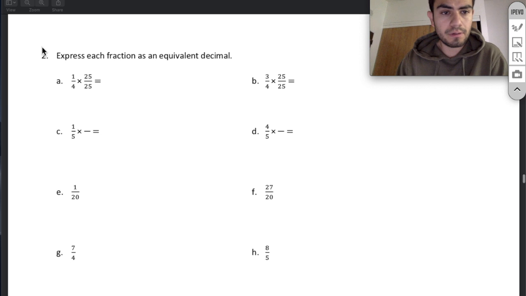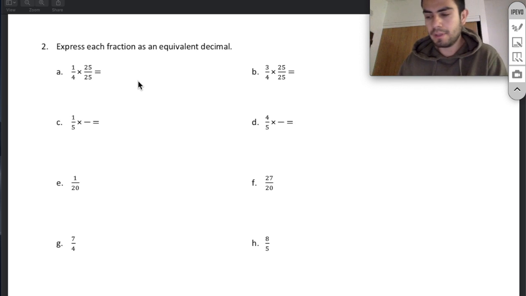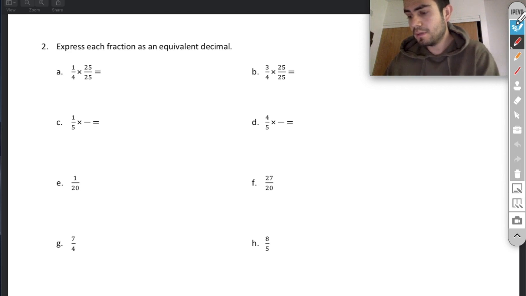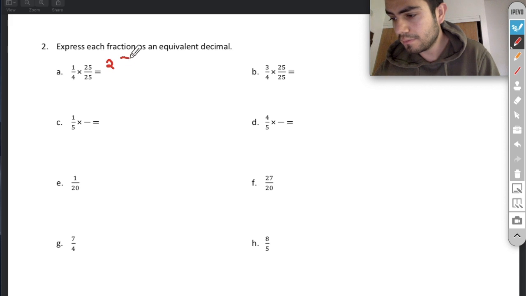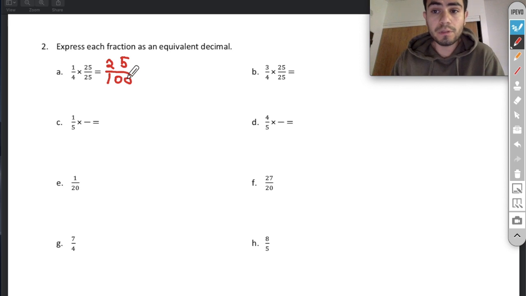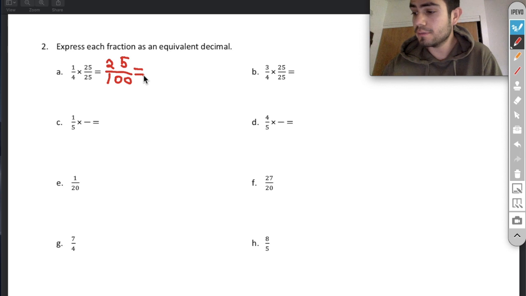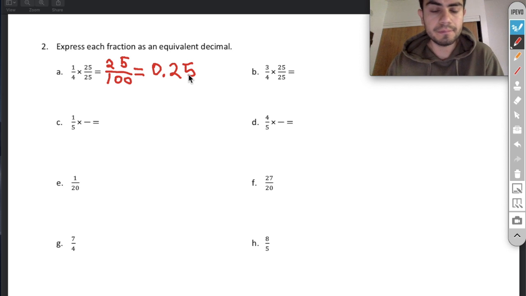Now I'm going to start here on number 2 for the problem set. And if you notice, they give you the fraction that you have to multiply. So it's 25 over 25. Now, when you multiply this across, we're going to get 25 out of 100, or 25 hundredths. Now, when you change this into a decimal, 25 hundredths is written as that. Okay, and that's all you have to do.